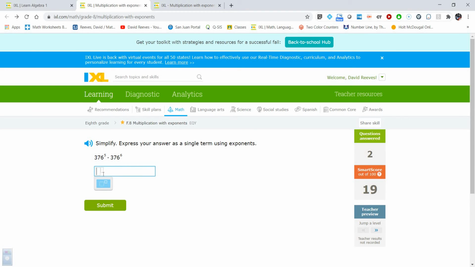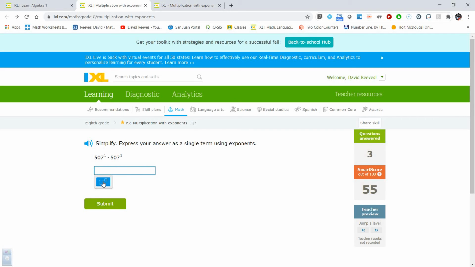This one, our base is going to be what? 376. And what are we going to do with those powers, those exponents? We're not going to multiply them. We're going to add them, and we get 11. All right, let's see if I can get to any more difficult problems. I'm going to jump up a level and see what they've got for us.